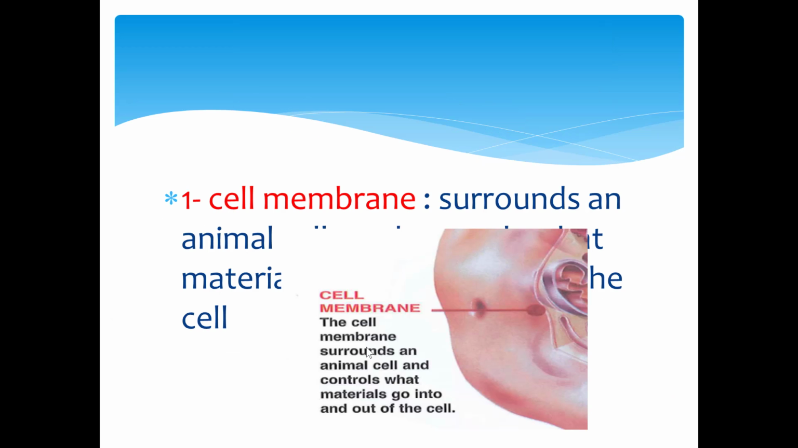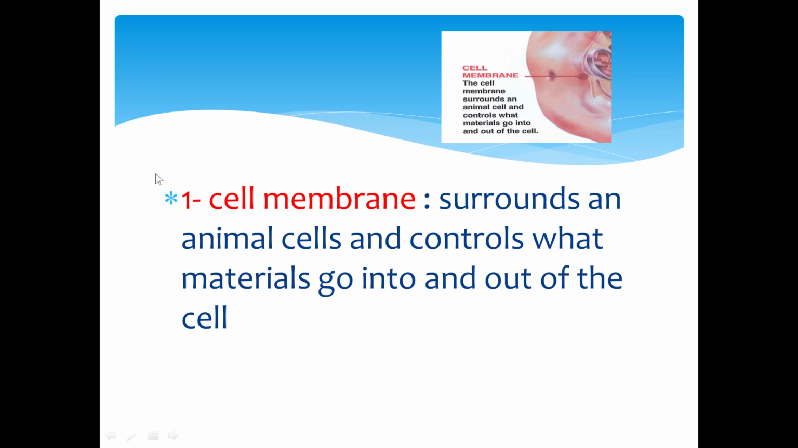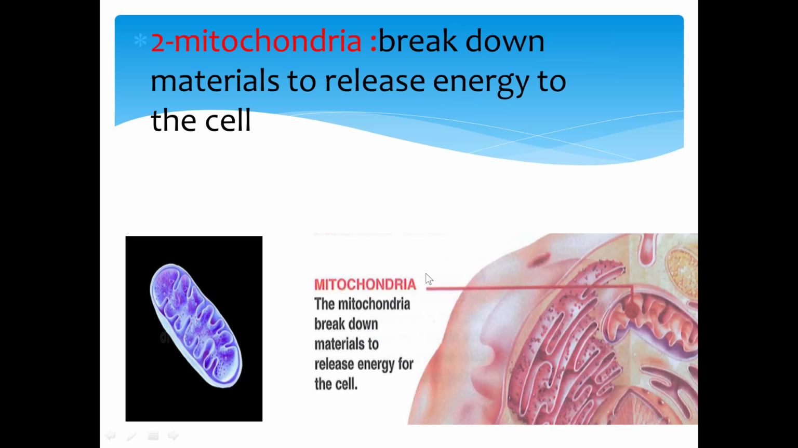Okay, so the cell membrane surrounds an animal cell. So here we have the cell membrane that surrounds animal cells and controls what material goes into and out of the cell. You can write this down in your notebook, and it's so important. And we have mitochondria also to break down materials and release energy. When the cell gets its food, the mitochondria break down the food and release it as energy.